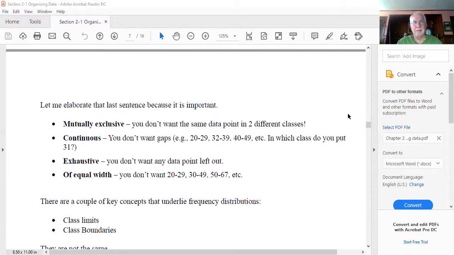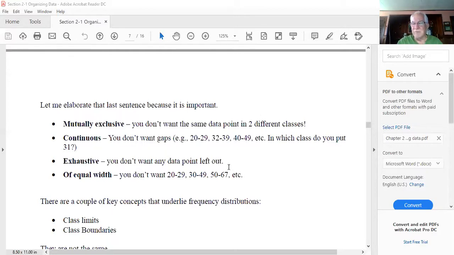This is how you turn raw data into charts. Your categories have to be mutually exclusive because you don't want the same data point in two different categories. They have to be continuous, as you don't want any gaps. For instance, you don't want your categories to be ages 20 to 29 and ages 32 to 39, because what happens if you're a 31-year-old?